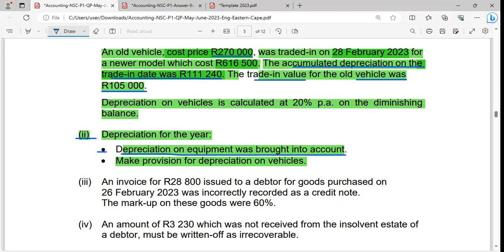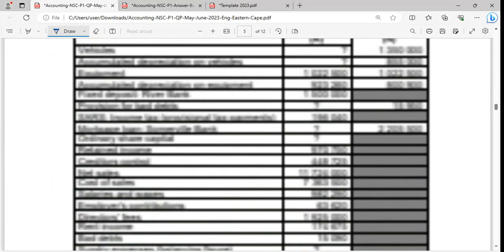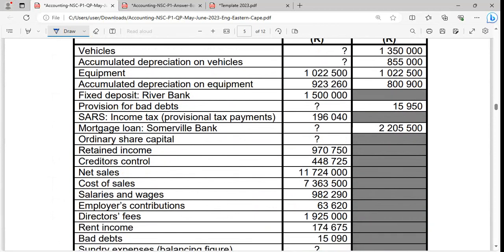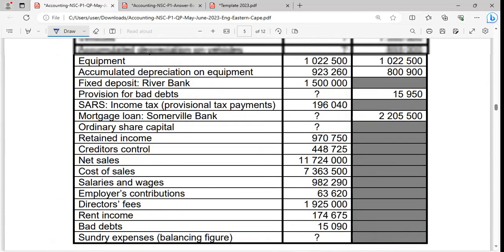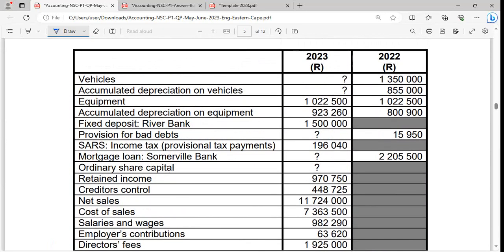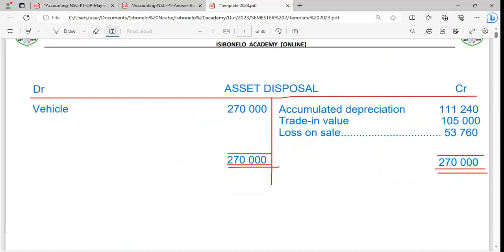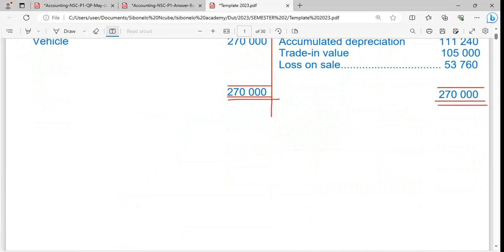Now can we check in the trial balance whether we have it? So depreciation. Okay, we do not have it directly, but we must understand here, as we are talking about equipment. Do you see here we have accumulated depreciation on equipment, with the opening balance and the closing balance. There is something that I want to show you here. Guys, it is important that you know your workings.